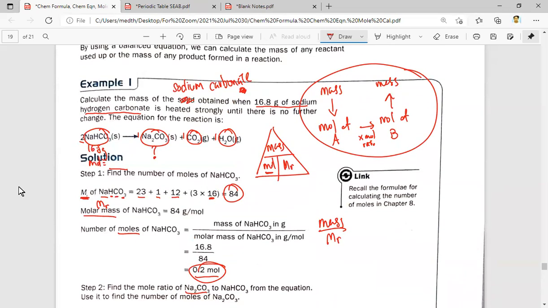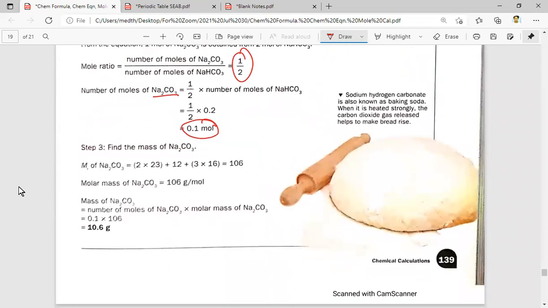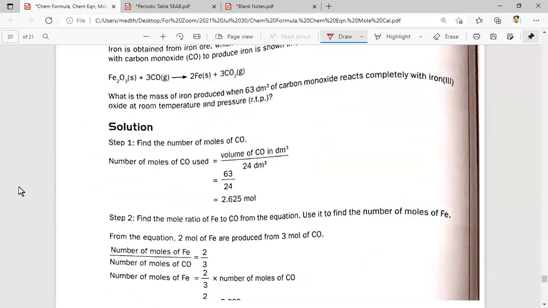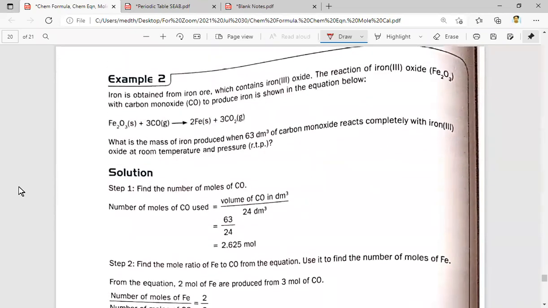After that, you multiply by the MR up here. So you realize it's always divided by MR, multiply by mole ratio. After that, you multiply by MR one more time. See over here. Okay, I don't want to go through the rest of it. I realize this example is quite troublesome because of the hydrogen carbonate, then carbonate. So it's quite a mouthful. So I want to go through a simpler example.